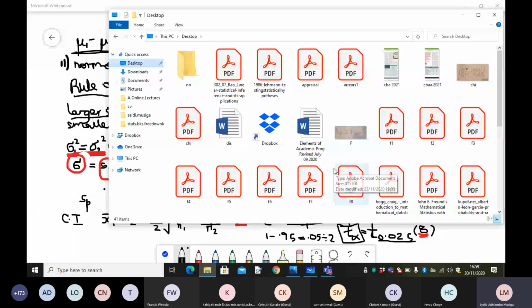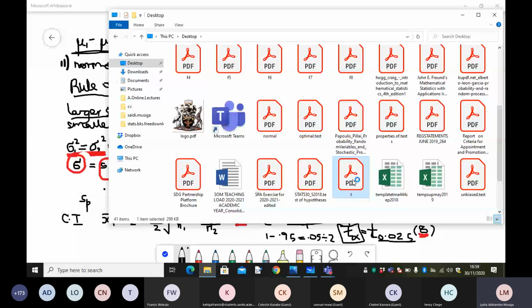I can't see my T table. Yeah, there it is. It's opening. T 0.025 with 8 degrees of freedom.